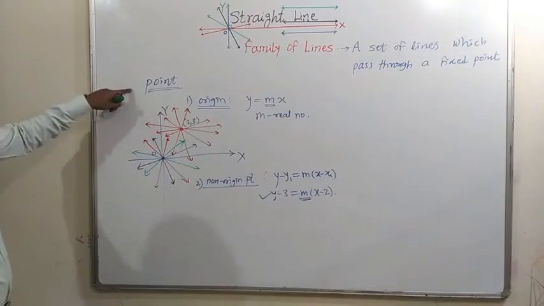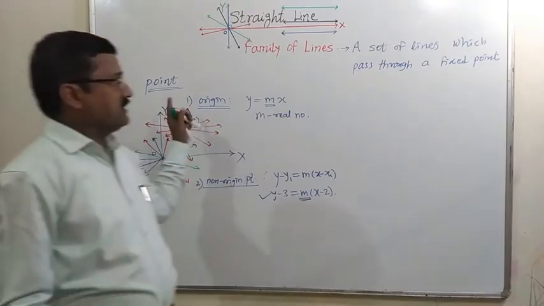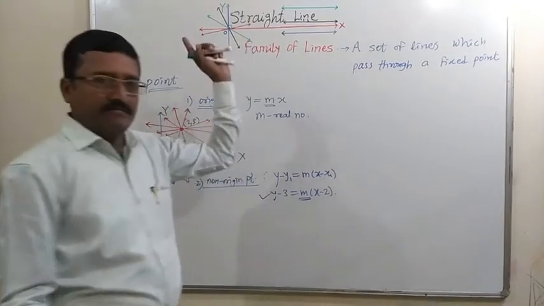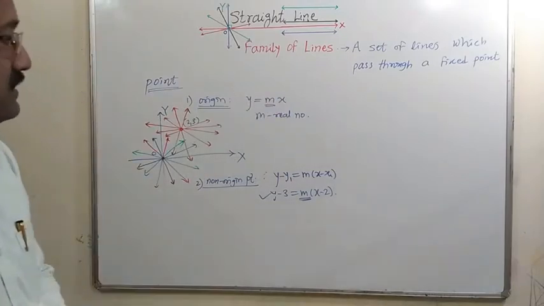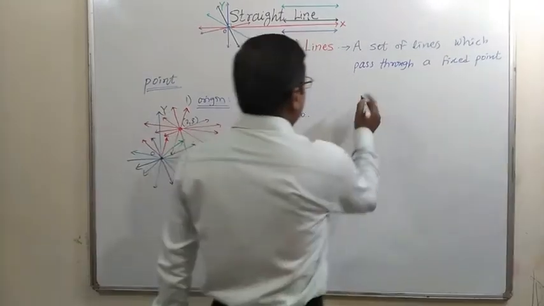But when we think about a point, we get this condition: if a line passes through a fixed point, then it's a family of lines. But if you think about slope, let us see what happens here. About slope.